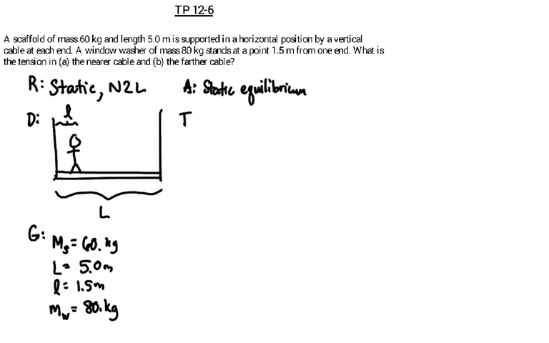And our tasks, part A is to calculate the tension on the left side. So I'll label this left side, right side. And part B is to calculate the tension in the right cable. It says near and far. That doesn't give you a reference to which one is near and which one is far. So I'm just going to go with left and right. So long as I'm consistent, that's all that matters.